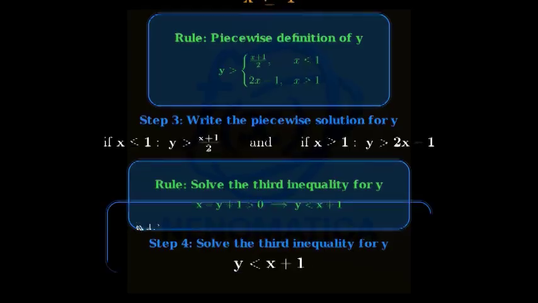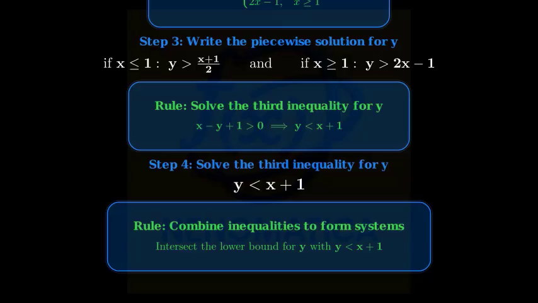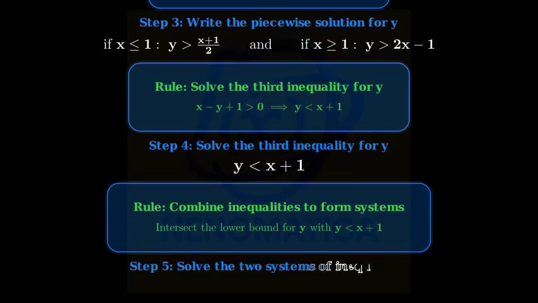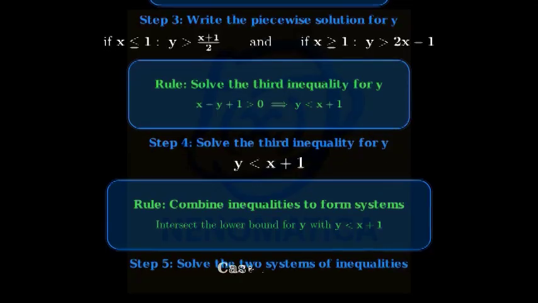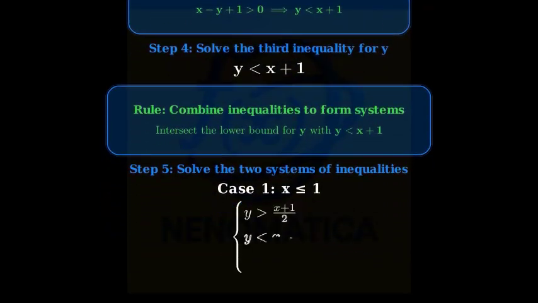Step 5. Combine the bounds to form two systems based on the breakpoint x equals 1. We first solve case 1, x less than or equal to 1. Then we solve case 2, x greater than or equal to 1. Case 1. With x less than or equal to 1, we have y greater than 1/2 of x plus 1 and y less than x plus 1.